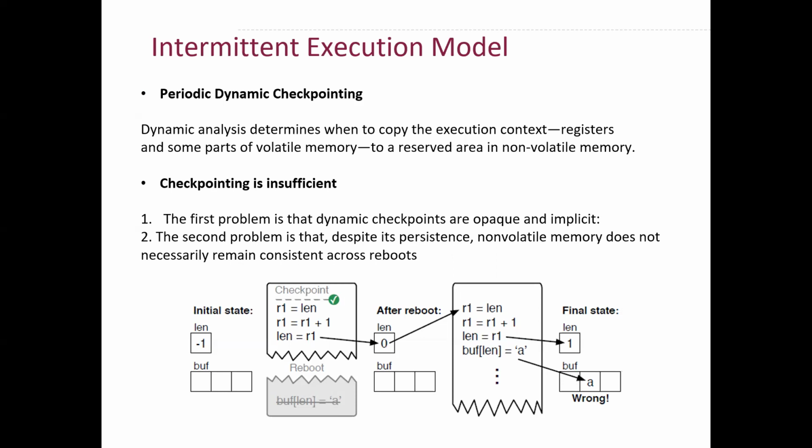But dynamic checkpointing enables progress and ensures correctness for programs that use only volatile state. But past work does not address two problems that are fundamental to the intermittent execution model. So what DINO, or this paper, suggests is that checkpointing is insufficient. The first problem they state is that dynamic checkpoints are opaque and implicit. And the second problem is that despite its persistence, non-volatile memory does not necessarily remain consistent across reboots.